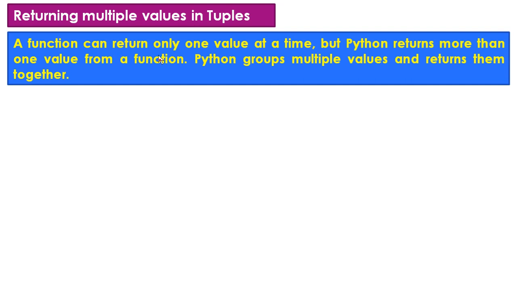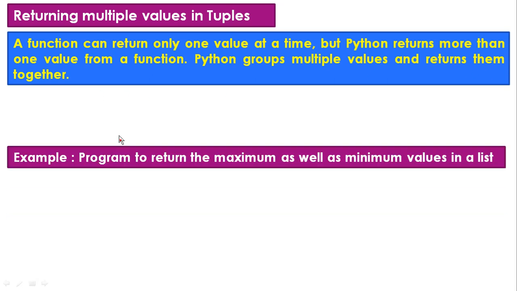Next topic, returning multiple values in tuples. In C++, a function returns only one value, but in Python we can return more than one value by using a function. A function can return only one value at a time in C++, but in Python it returns more than one value from a function. Python groups multiple values and returns them together.